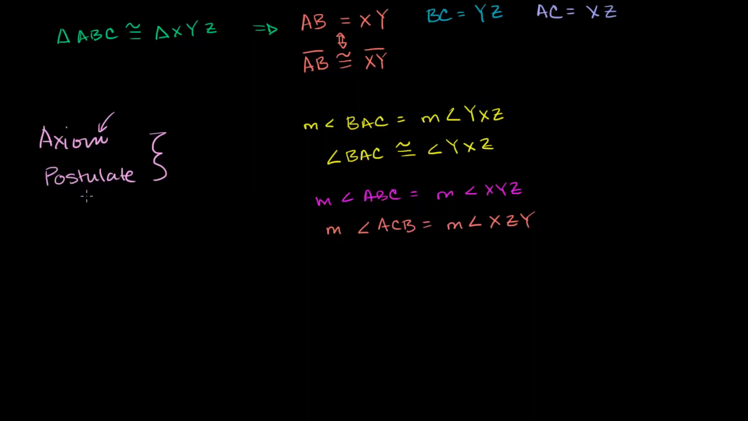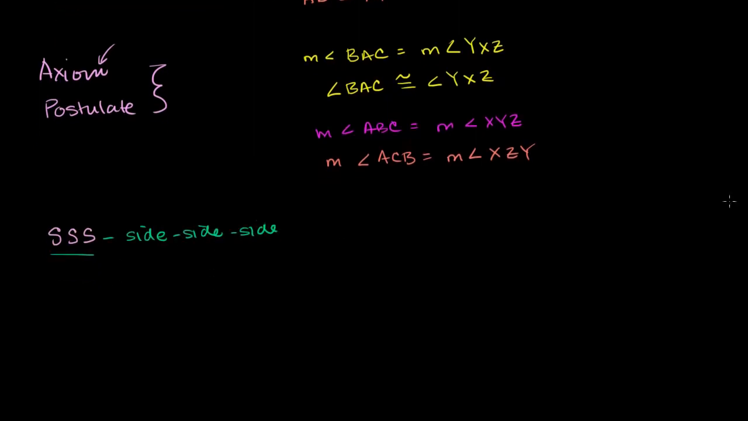And one of the core ones that we'll see in geometry is the axiom or the postulate that if the lengths of all of the sides of the triangle are congruent, then we are dealing with congruent triangles. So it's sometimes called the side-side-side postulate or axiom. We're not going to prove it here. We're just going to take it as a given. So this literally stands for side-side-side.